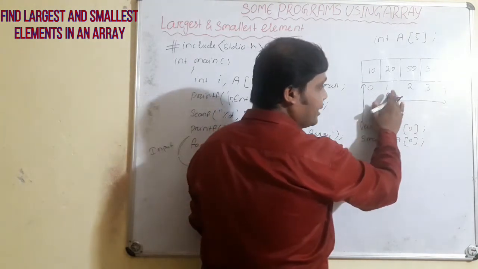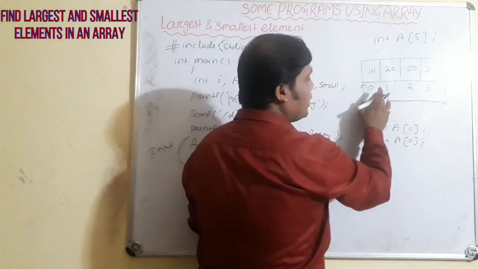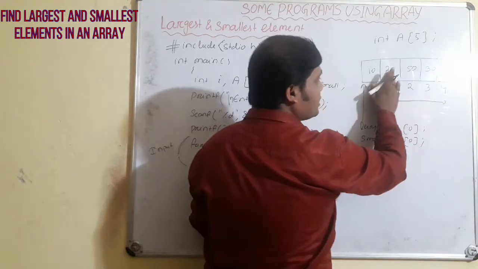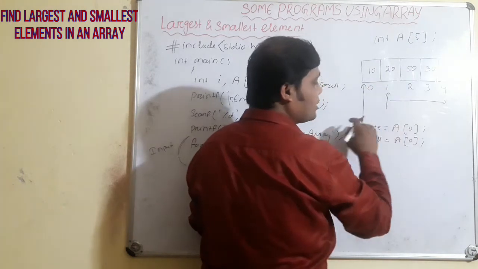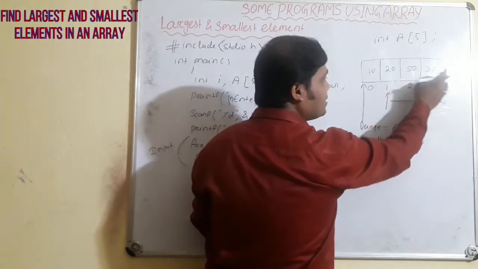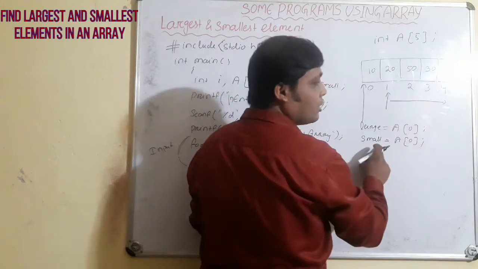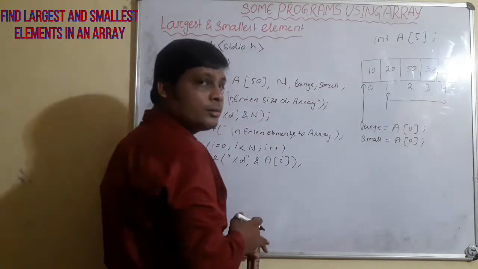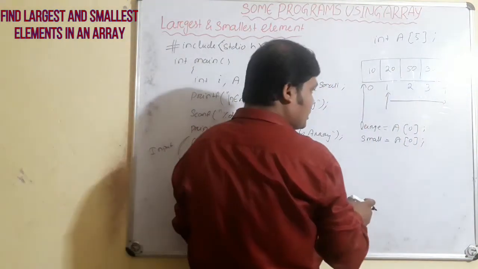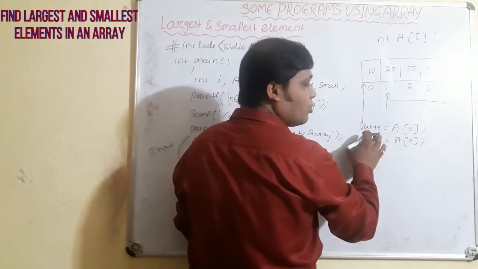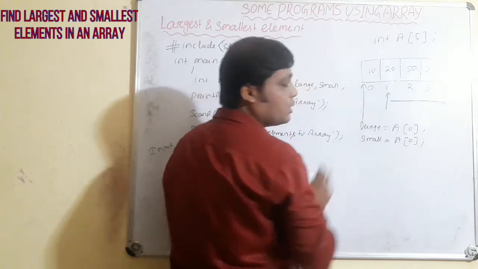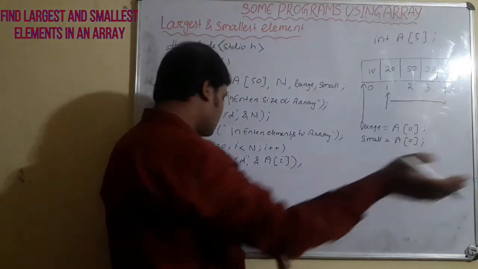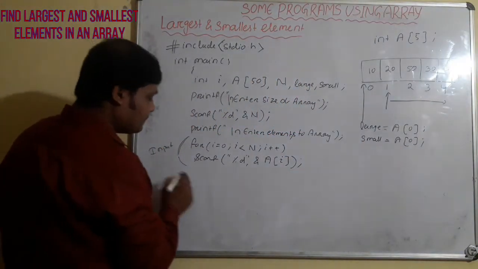If any element is greater than my large, then my large will be that element. If any element is smaller than my small, then my small will be that element. So at last the largest element will be stored in the variable large, and the smallest element will be stored in small. Clear?